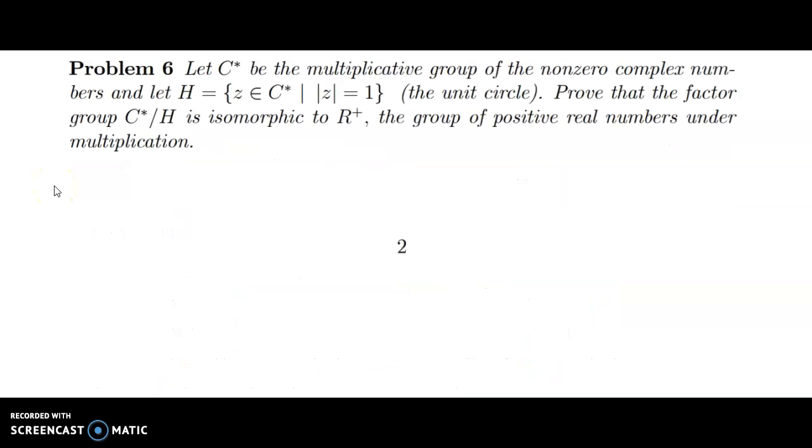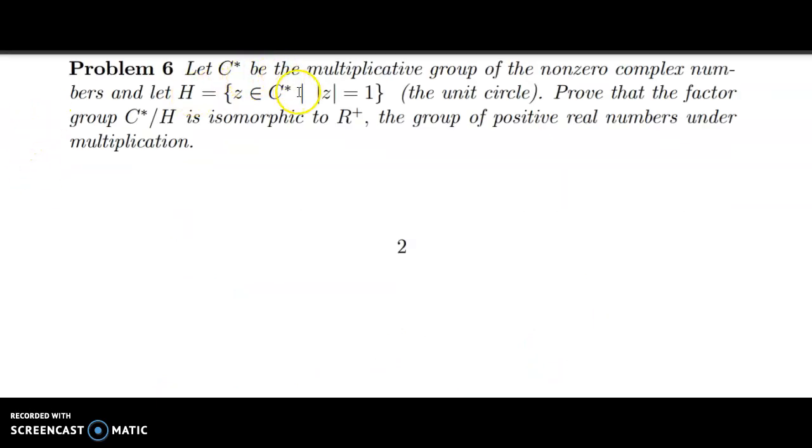Problem 6. Let C star be the multiplicative group of the non-zero complex numbers and H the set of all complex numbers with absolute value 1. This is actually the unit circle. Prove that the factor group C star factored by H is isomorphic to R plus, which is the group of positive real numbers under multiplication.